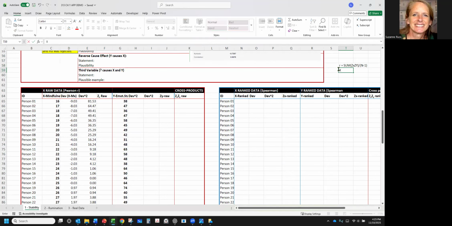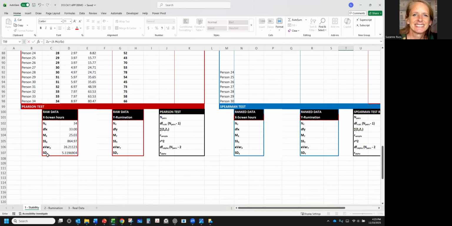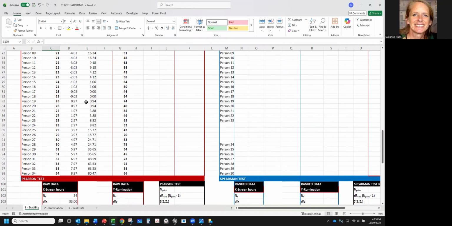And remember how to get z. The z-score for x or the z-score for y is just each score. So we'll start with x as an example, minus the mean for x divided by the standard deviation for x. And I realized just as I said that we need to change this to estimated standard deviations and just use that x. Okay, so here we're set with the formulas.